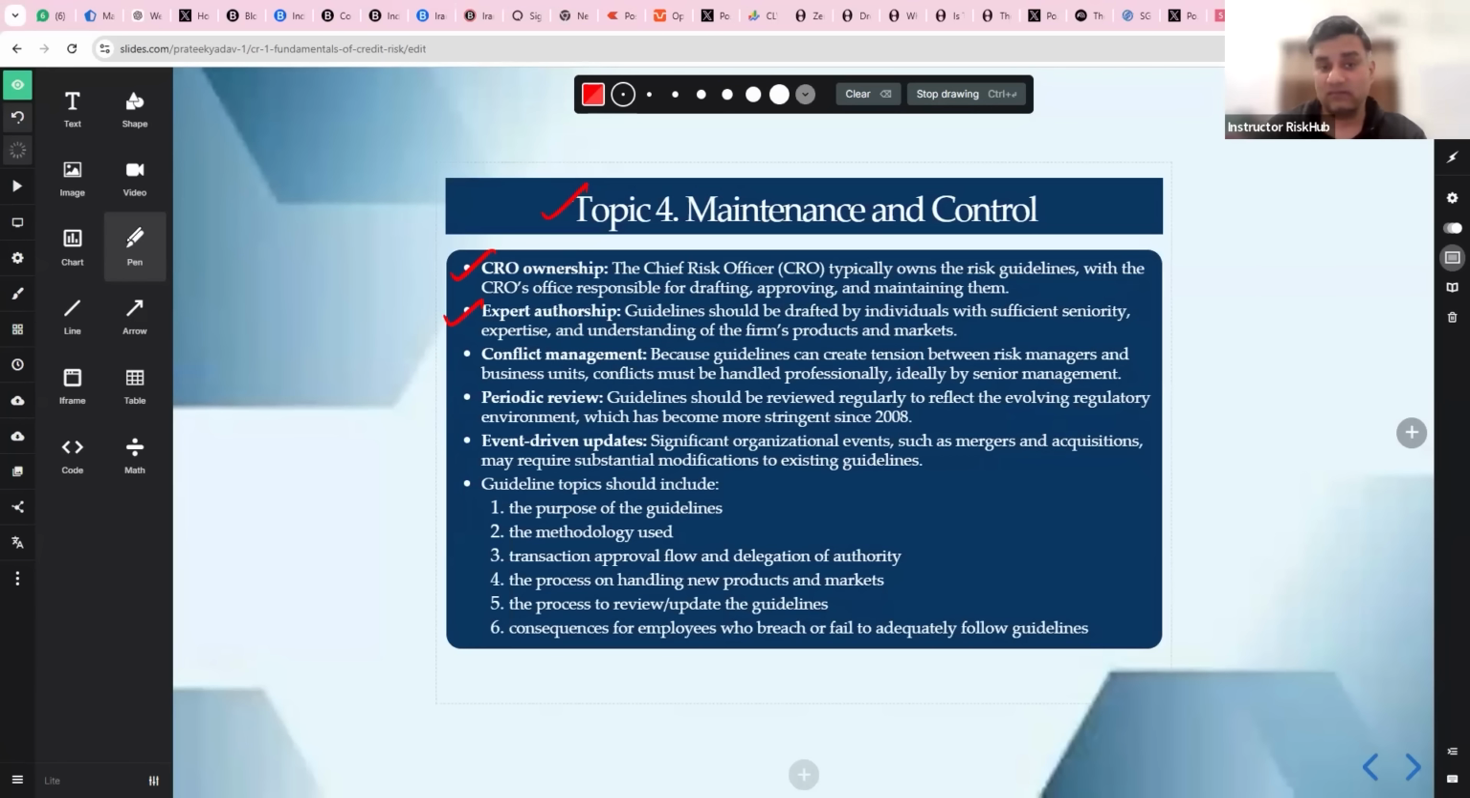Then we look at your conflict management, a very, very real world concept. We look at businesses. Business says we will lose the client if the limit is not increased.